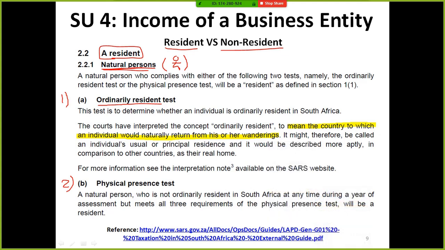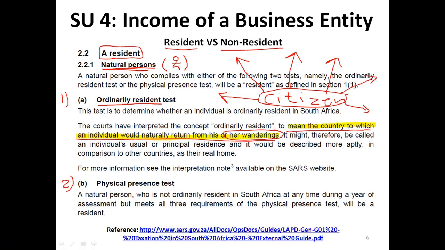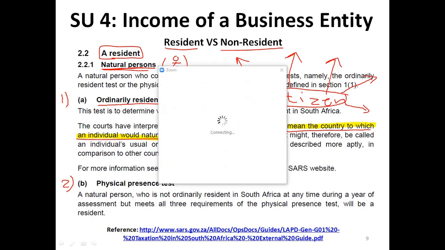If you are a South African citizen, whether you work in Germany, the UK, the US, Asia, South America, or Australia, wherever, it doesn't matter. The point is, where do you consider home? After you've completed your wanderings, where are you going to land up? Where are you going to end? That's what you're looking at here.